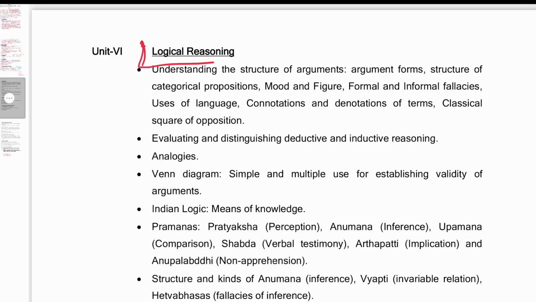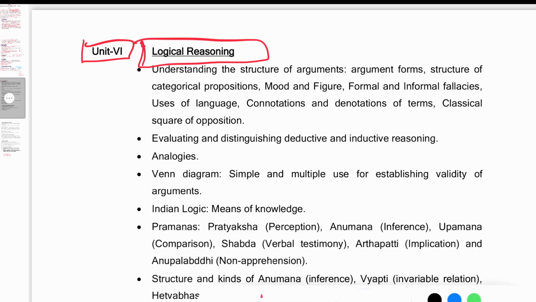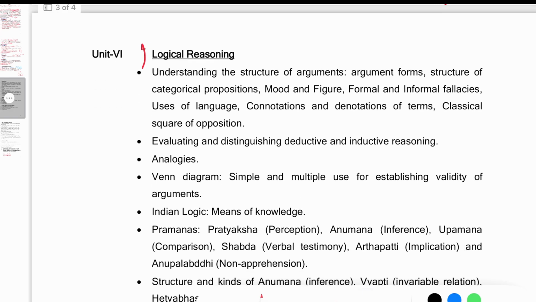Now we will focus on logical reasoning, which is from unit 6. In logical reasoning, we get an equal number of questions from each unit. This unit is far broader compared to others.